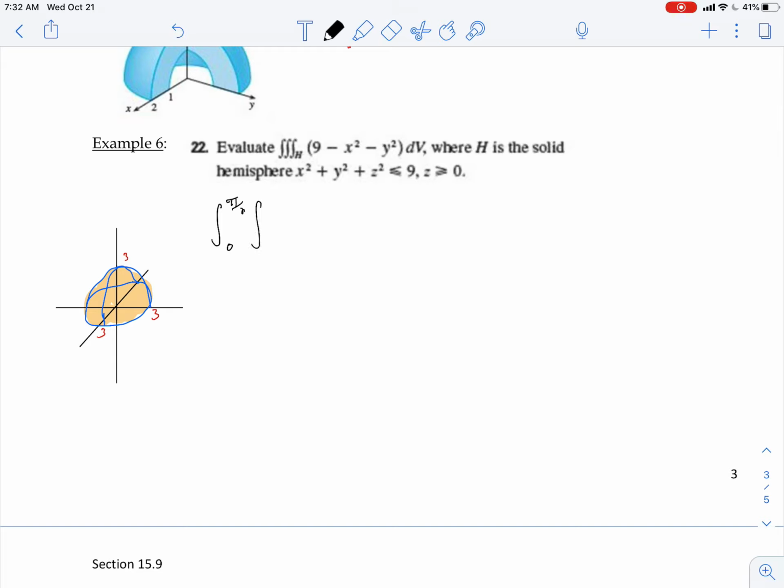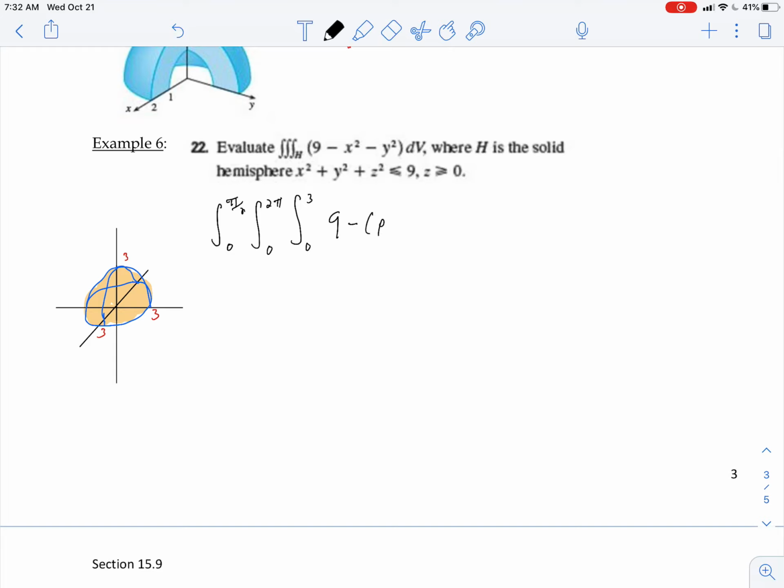So again, we're going to do our phi, the rotation from the z-axis. So our rotation from the z-axis is 0 to pi over 2. Our rotation on the xy plane is a full rotation, so theta is 0 to 2 pi. And then our rho is just going to be 0 to 3, because that's our radius.